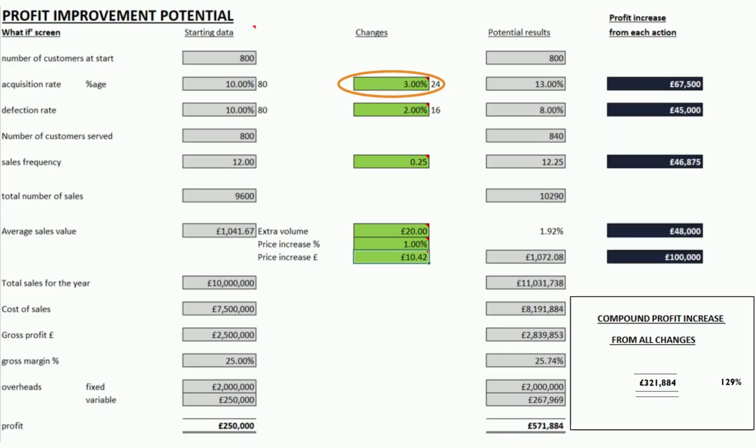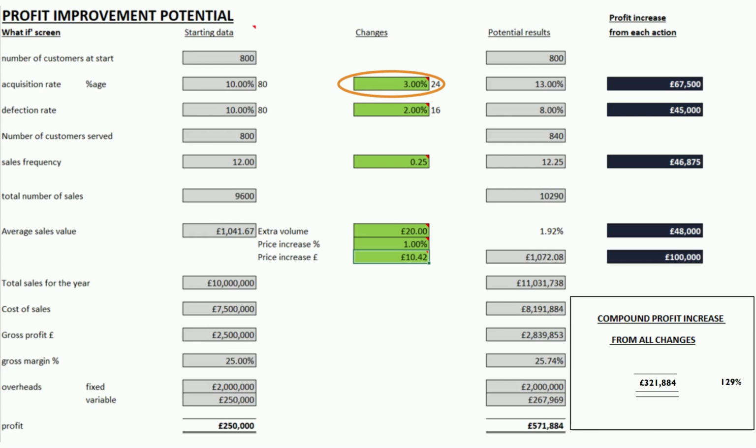So let's look at a typical example. If we were planning on a project for a client to improve their profitability, we would look at making small changes in all 5 areas. So we'd start, for example, with the acquisition rate. Can we increase that from 10% to 13%, a 3% improvement? And what will the impact of that be?